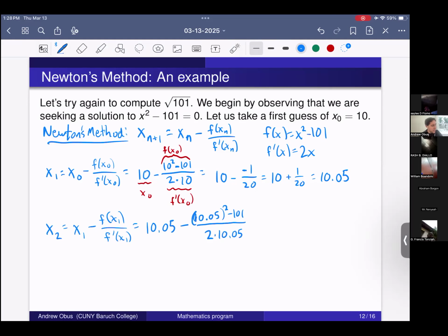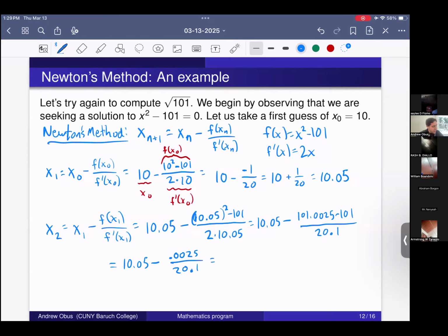So this calculation gets to be a little bit harder. So this is 10.05 minus, well, it turns out what is 10.05 squared? You can do it by hand if you need to, but just to save time, I'll do it on the calculator. This is 101.0025 minus 101, and then divided by 2 times 10.05, which is 20.1. Right? So let's keep simplifying this. That's 10.05 minus, what is that? So 101.0025 minus 101 is 0.0025 divided by 20.1.